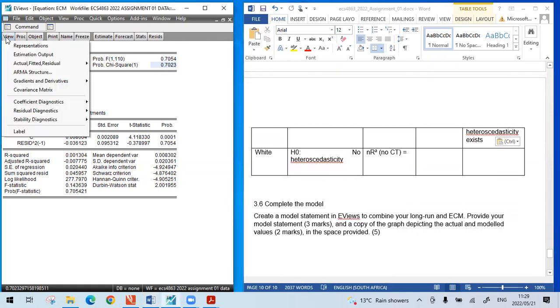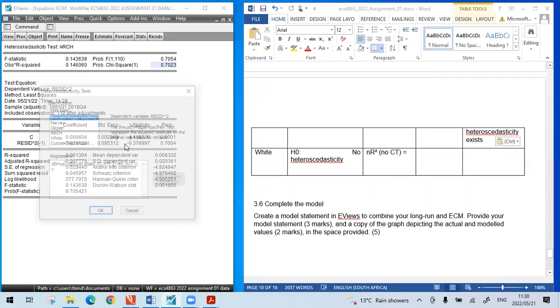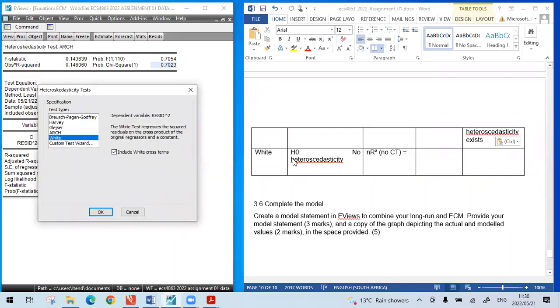Let's go to White. But look here. We do not want to include the White cross terms. We want to test it in the strictest sense. So we do not include the cross terms. Here it's important because you may lose marks. Here we are saying we test no cross terms, but here the setting includes cross terms, so you need to untick it.